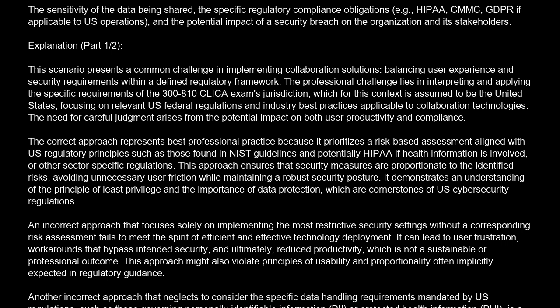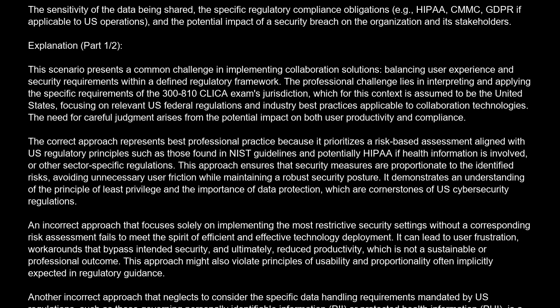The correct approach represents best professional practice because it prioritizes a risk-based assessment aligned with U.S. regulatory principles, such as those found in NIST guidelines, and potentially HIPAA if health information is involved, or other sector-specific regulations. This approach ensures that security measures are proportionate to the identified risks, avoiding unnecessary user friction while maintaining a robust security posture. It demonstrates an understanding of the principle of least privilege and the importance of data protection, which are cornerstones of U.S. cybersecurity regulations.